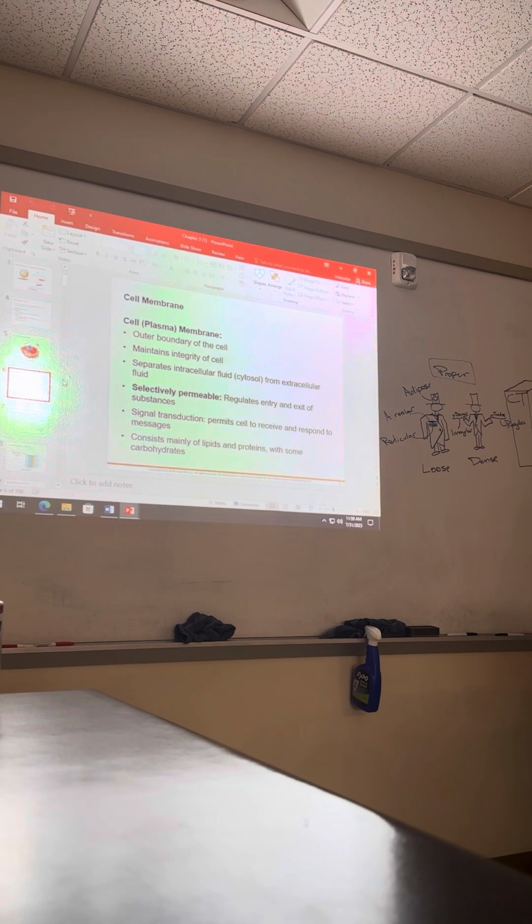Good. Phospholipids. Good. So there's a lot of fat, right? Fat molecules make up the membrane. Good. And what does it do? What are some of the things it does? It does a lot of things. Name some of them.